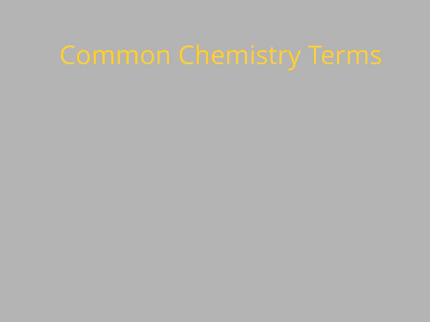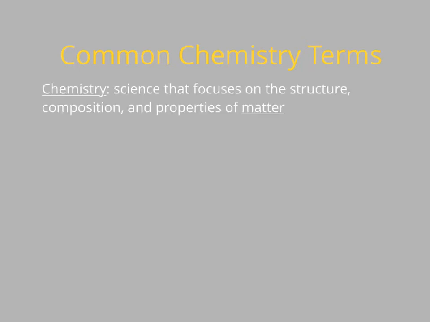Before we dive into our discussion of naming molecular compounds, there's a few broader chemistry terms that we need to be familiar with in order to understand how to name specific types of molecules. The first of these terms is chemistry. What exactly is chemistry? What will we be spending the entire year together studying? So chemistry is defined as the science that focuses on the structure, composition, and properties of matter. Specifically, chemistry focuses on the smallest components of matter, or atoms.